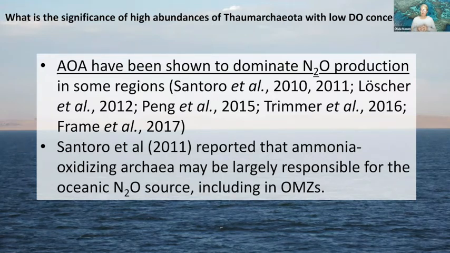Well, several studies have shown that ammonia oxidizing archaea are dominating nitrous oxide production in some regions. And Santoro et al. reported that ammonia oxidizing archaea, AOA, may actually be largely responsible for the oceanic nitrous oxide source, and that includes in OMZs. So we have a potent greenhouse gas that is being produced as the result of these ammonia oxidizing archaea, these Thaumarchaeota, that are abundant in both the dead zone and in the NBUS.